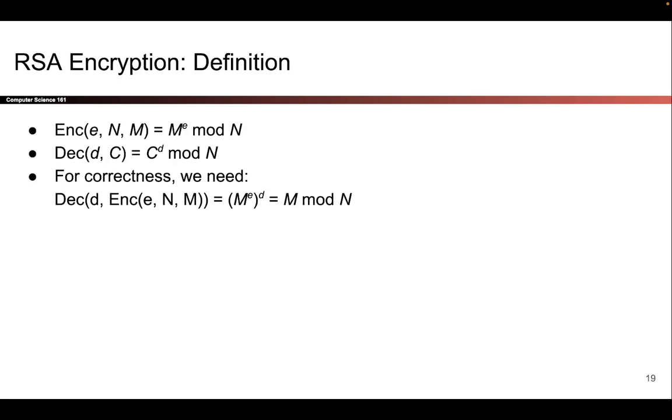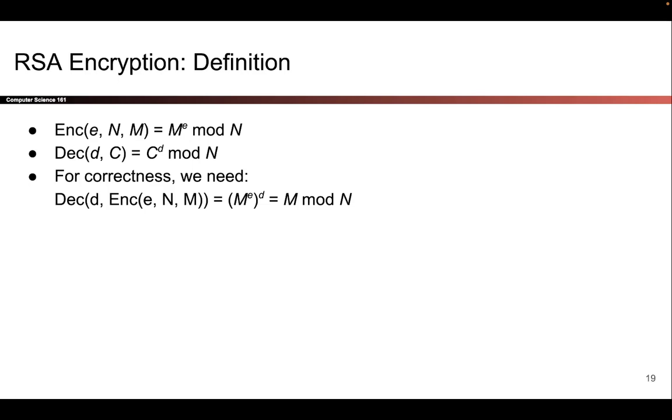Now to encrypt and decrypt, it's actually more straightforward. So the encryption algorithm takes in your public key, and remember the public key is two values, e and n, and it also takes in a message. With these three values, the way that you encrypt is you take m, you raise it to the e power mod n, and that's your ciphertext.